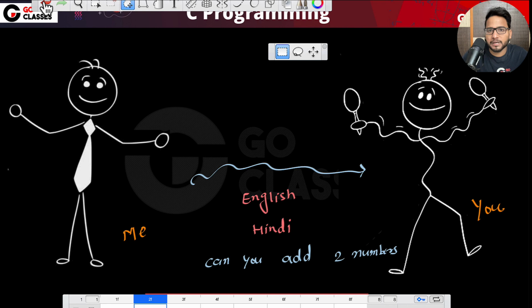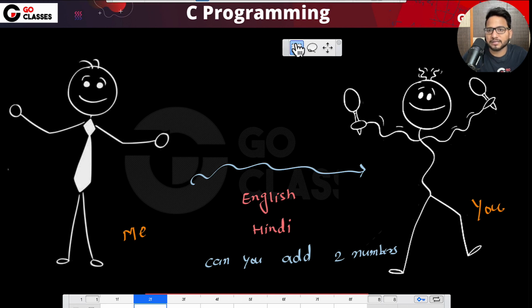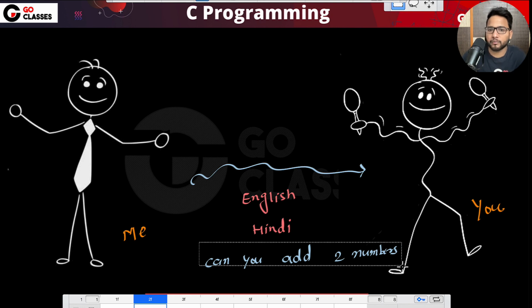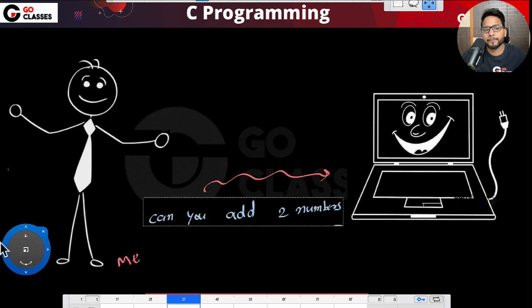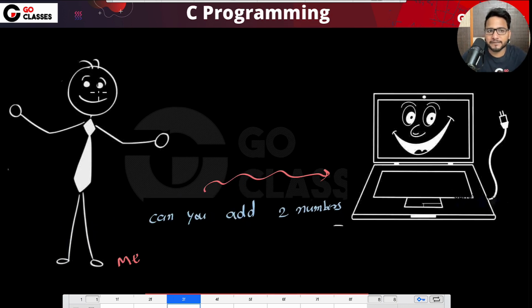Now, let's suppose that instead of you, I am asking the same thing to the computer, saying, can you add two numbers? Now, can I say that directly in English? Obviously no, because computers don't understand English or Hindi. I mean, they can understand, you can write programs on top of that, but it is better if you communicate in the language that the computer understands.